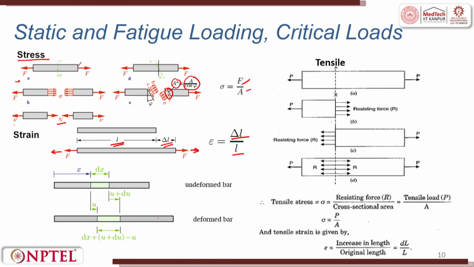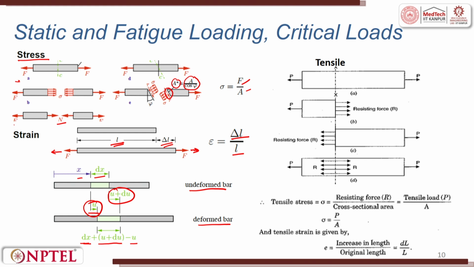Now strain could also be considered for two conditions, undeformed bar and deformed bar. For the undeformed bar, x has changed, or the strain is there, and dx is the increase in length. When the bar is also deformed, this is deformation value u. So beyond u, it is u plus du. Here the total change in length becomes dx plus u plus du minus u.